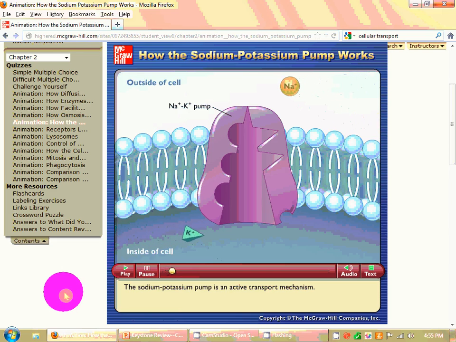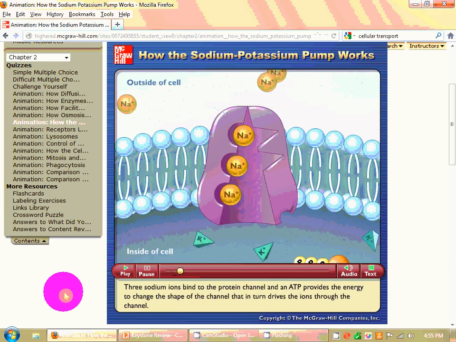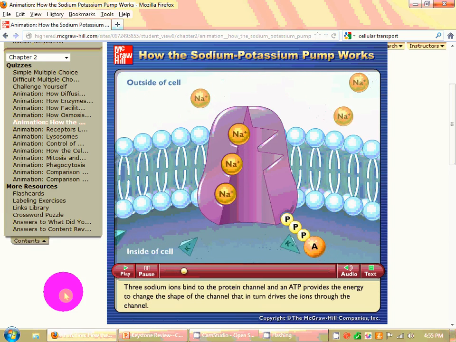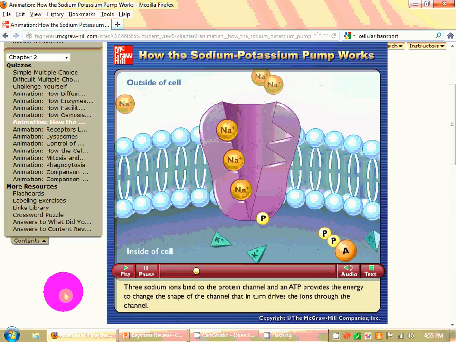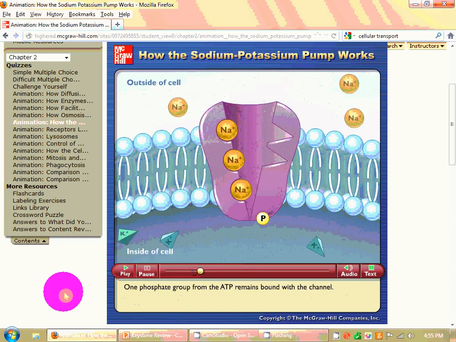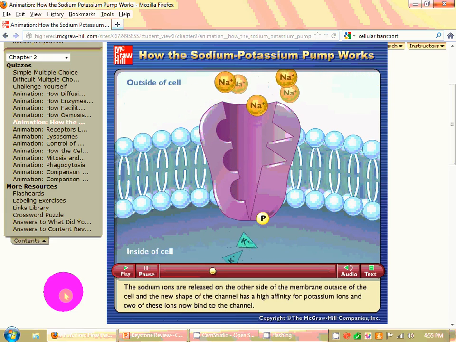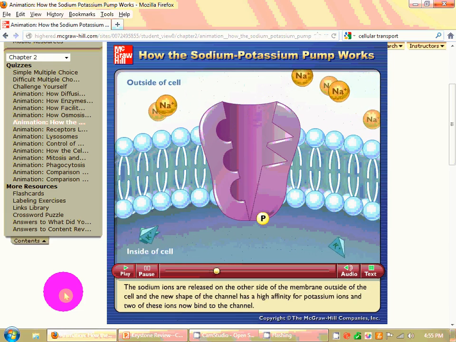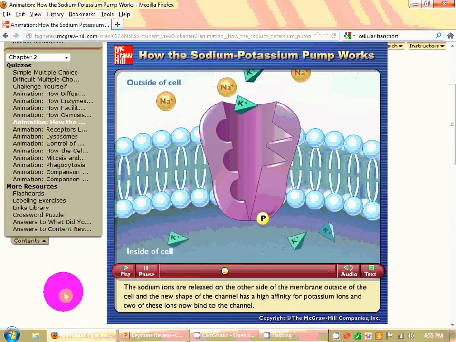The sodium-potassium pump is an active transport mechanism. Three sodium ions bind to the protein channel, and an ATP provides the energy to change the shape of the channel that in turn drives the ions through the channel. One phosphate group from the ATP remains bound with the channel. The sodium ions are released on the other side of the membrane outside of the cell, and the new shape of the channel has a high affinity for potassium ions, and two of these ions now bind to the channel.